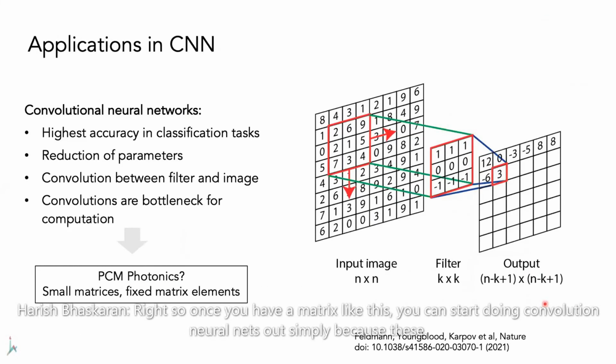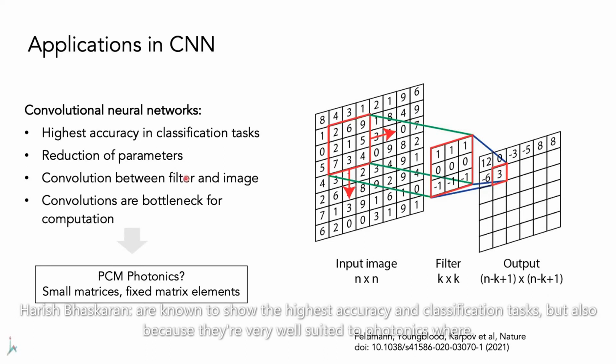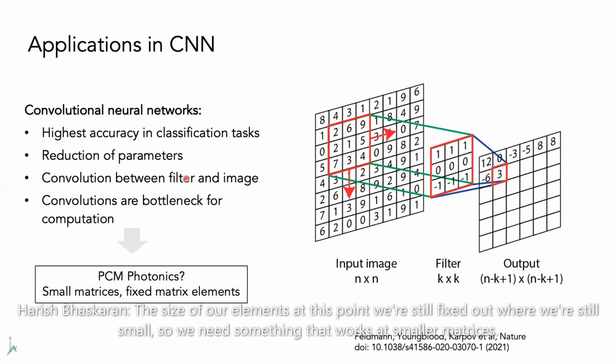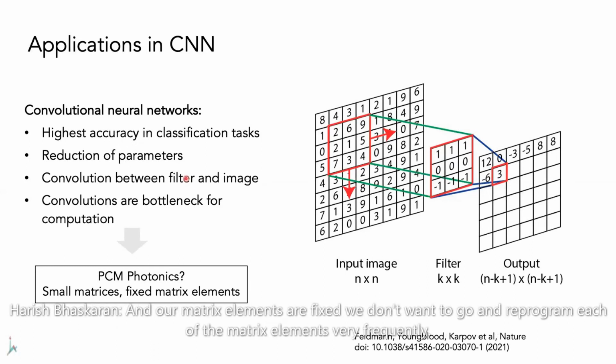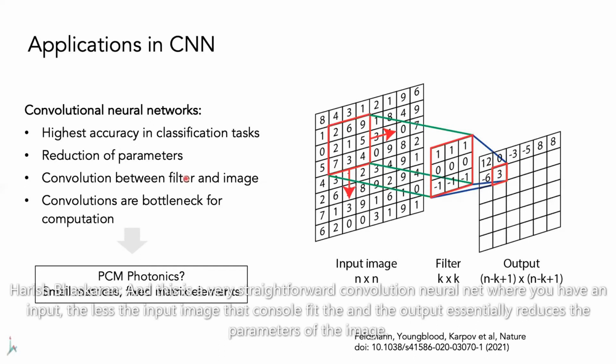So once you have a matrix like this, you can start doing convolutional neural nets, simply because these are known to show the highest accuracy in classification tasks, but also because they're very well suited to photonics, where the size of our elements at this point was still small. So we need something that works with smaller matrices, and our matrix elements are fixed. We don't want to go and reprogram each of the matrix elements very frequently. And this is a very straightforward convolutional neural net where you have an input image that goes through a filter, and the output essentially reduces the parameters of the image, right?